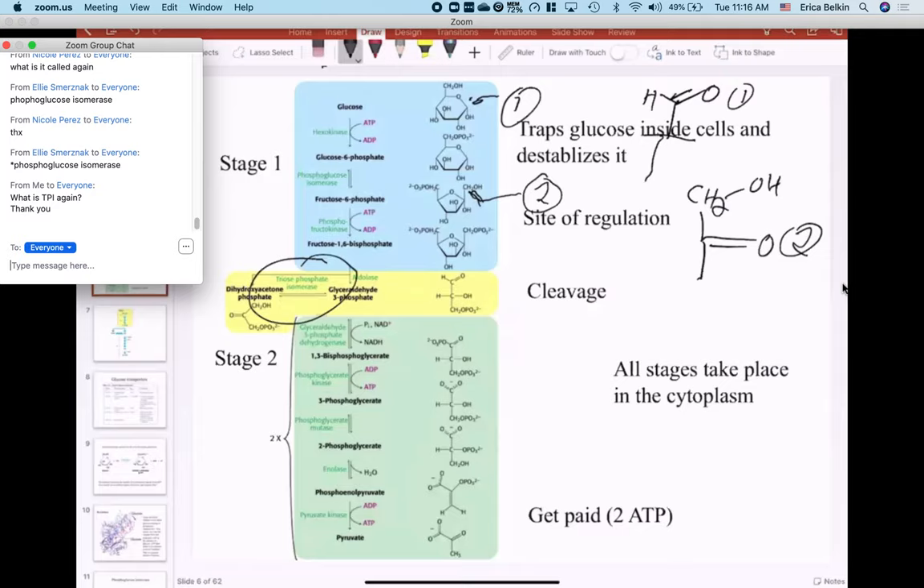So up to this point, all we've done is consume 2 ATPs. And in terms of getting energy out, consuming 2 ATPs is not very favorable. So what we have to do now is figure out how we're going to get some ATP out of this, so that it doesn't ultimately cost us ATP to do this.